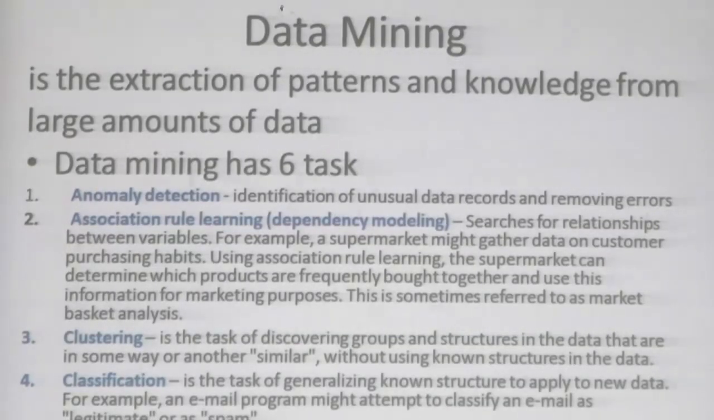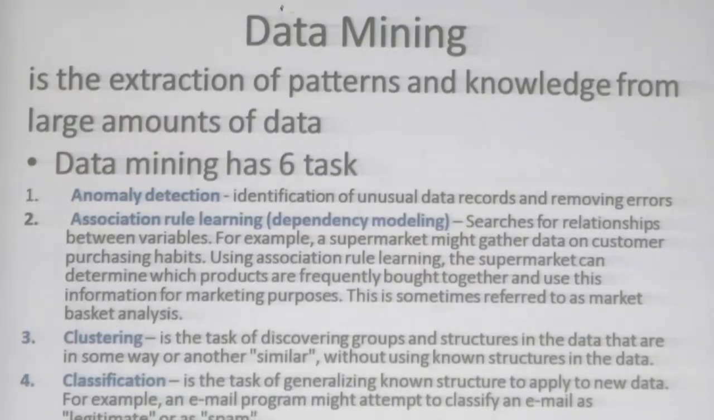Data mining has 6 tasks. Anomaly detection, which is actually called error detection: identification of unusual data records, removing errors. Let us say in a database you enter some data, and your birthday is entered as 2025, but 2025 has not come yet. So that error has to be removed and can be corrected. That is how it is explained.